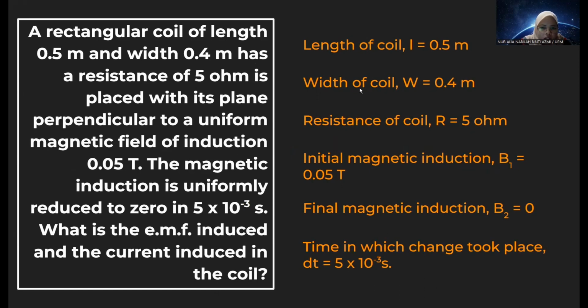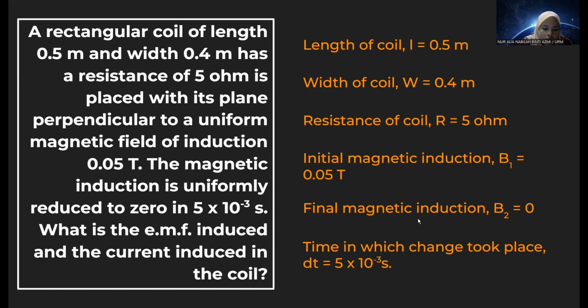So in this question, it gives you the length of the coil, the width of the coil, and the resistance of the coil. It's still clearly here. And here it shows you the initial magnetic induction, which I call B1, as a vector B. And the final magnetic induction, where it said that the magnetic induction is uniformly reduced to zero. So here I say that the final magnetic induction is equal to zero, which is B2.